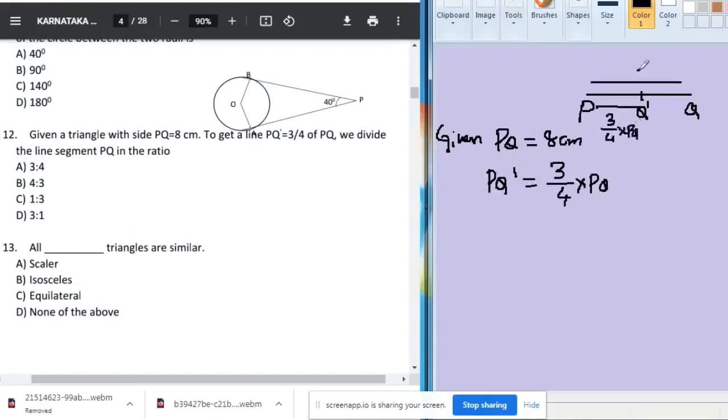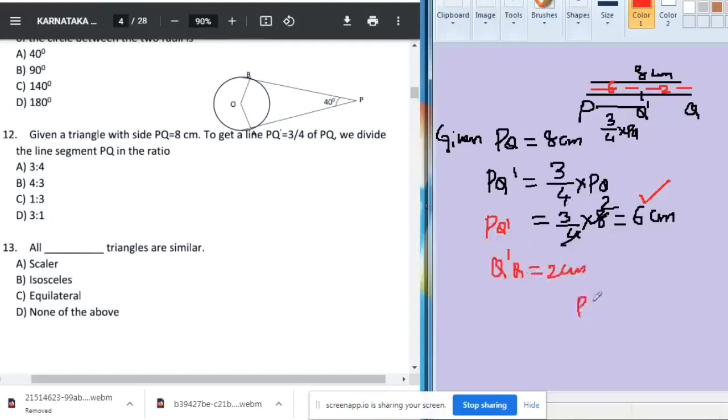We all know that PQ is 8 centimeters. So 3/4 of 8 is nothing but 4 times 1 is 4, 4 times 2 is 8, 8 minus 2 is 6 centimeters. So this part of the line is 6 centimeters. Obviously, the other part will be 2 centimeters, because the total length of PQ is 8 and PQ dash is 6, so Q dash Q will be 2 centimeters. They are asking to find the ratio of PQ dash and Q dash Q, which is nothing but 6:2, which is also equal to 3:1. The correct option for this question is D, 3:1.